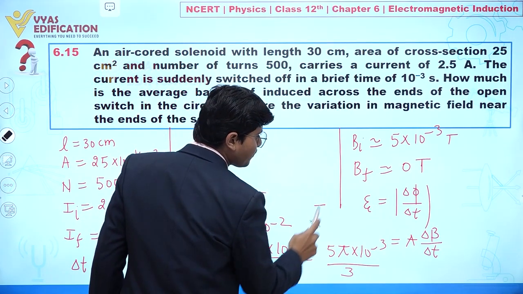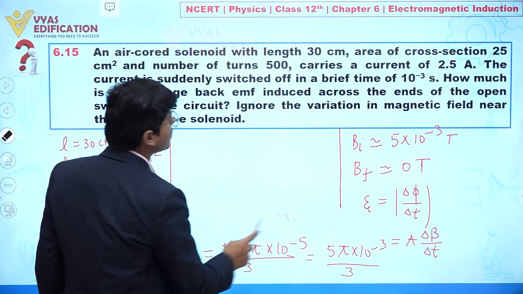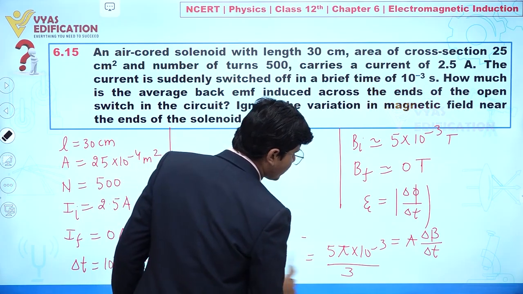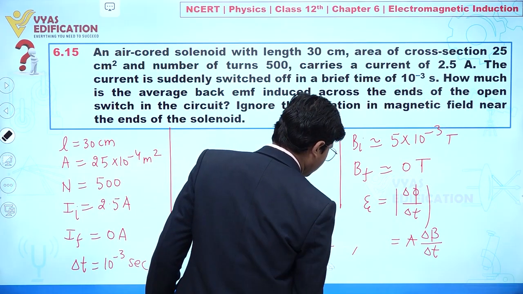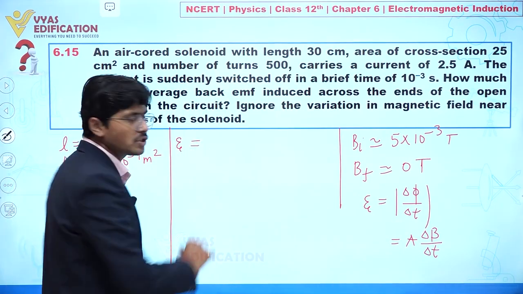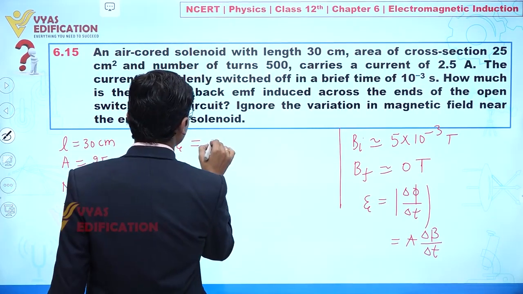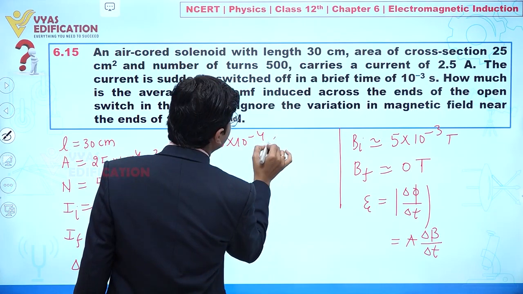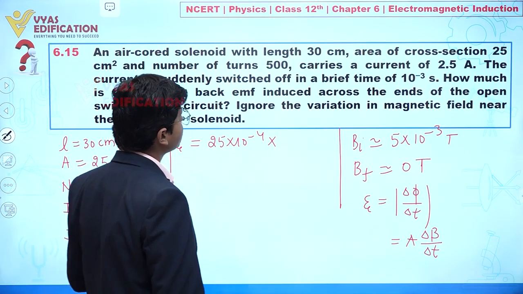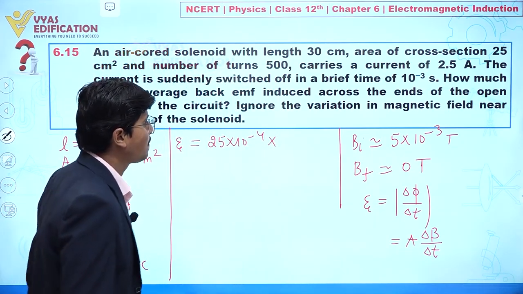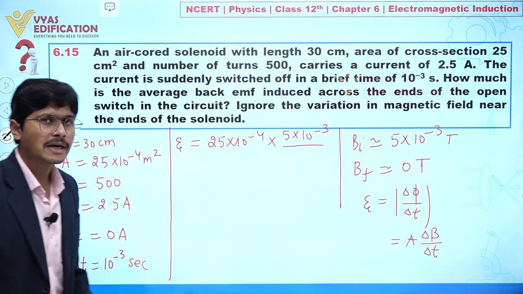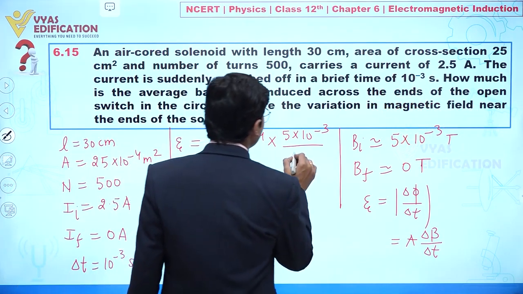Now we can write E, because our objective in this question is to find the average back induced EMF. So the induced EMF equals the area, which is 25 into 10 to the power minus 4, multiplied by delta B by delta t. Delta B means the change in magnetic field, so we are finding the change of 5 into 10 to the power minus 3 minus 0, divided by delta t. Delta t is 10 to the power minus 3.